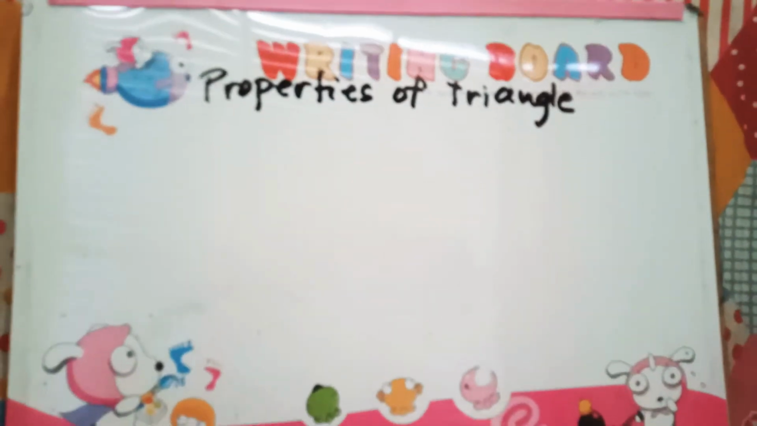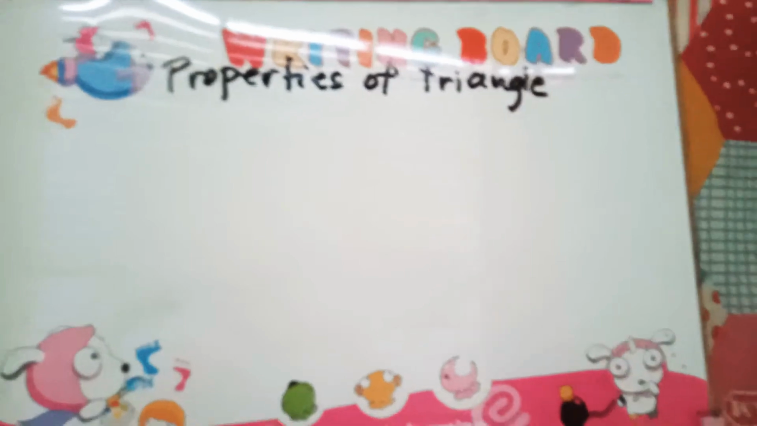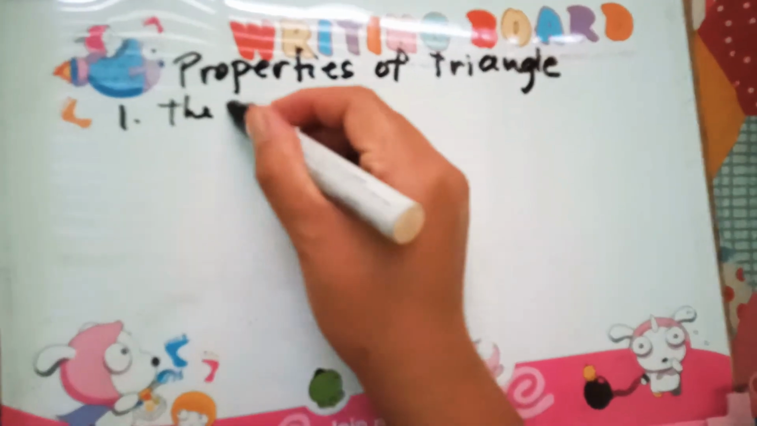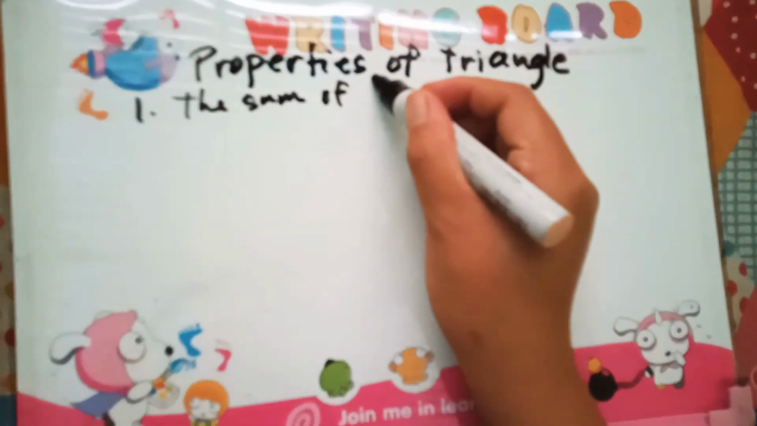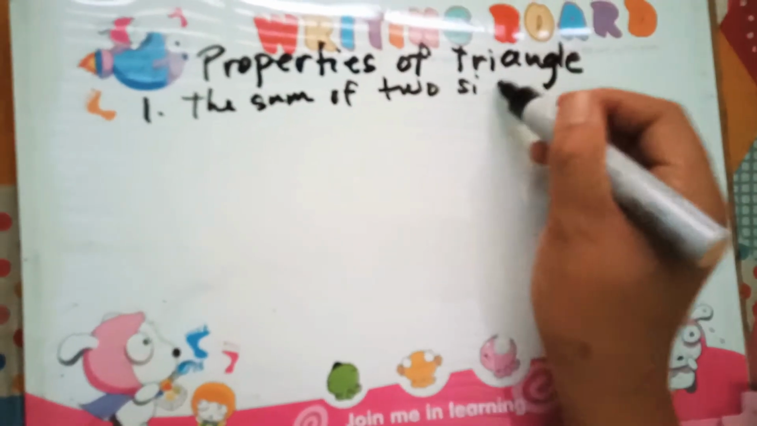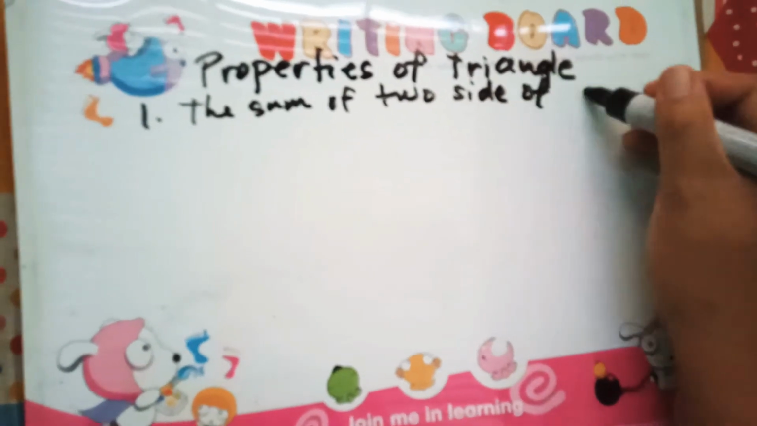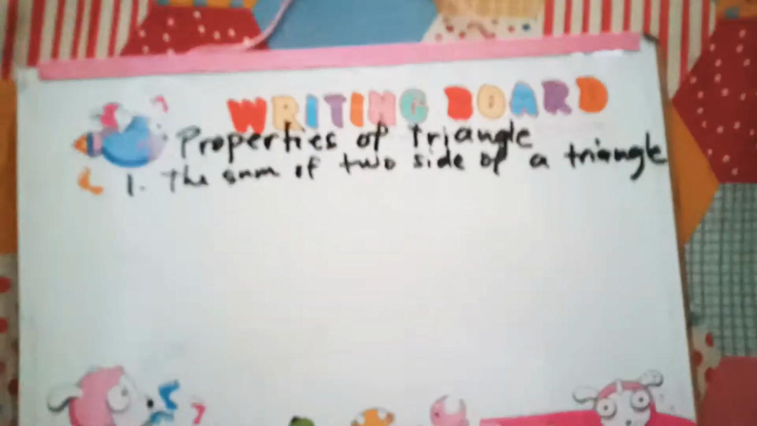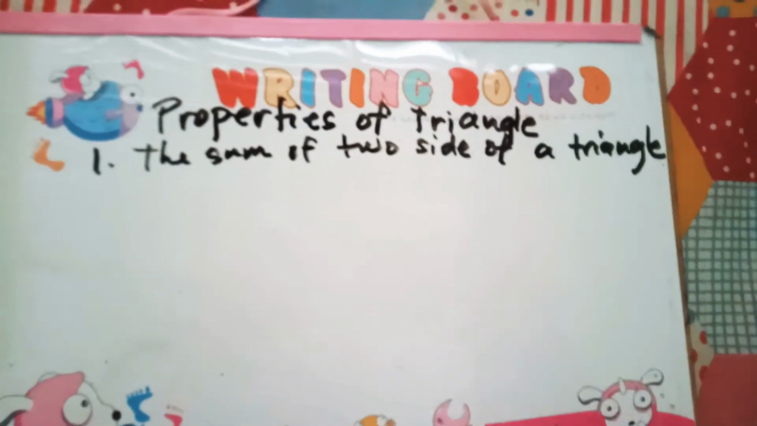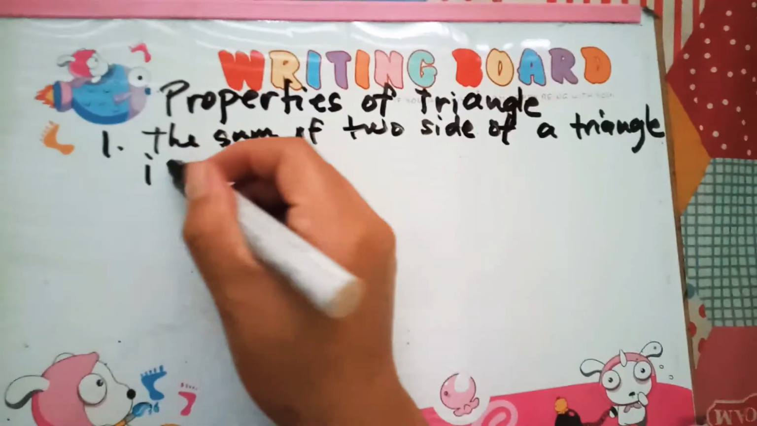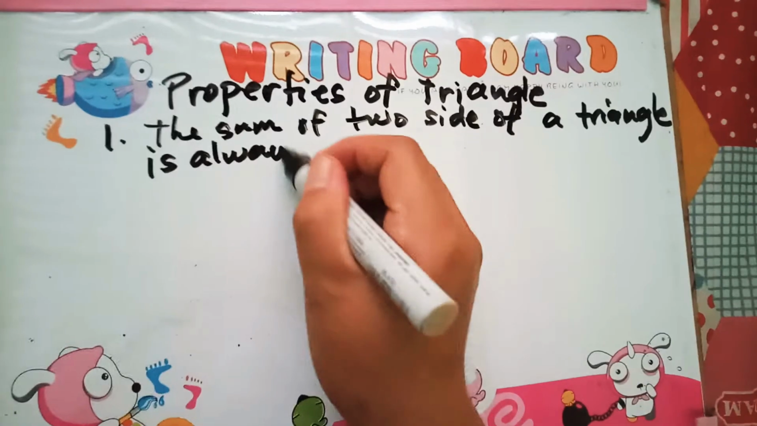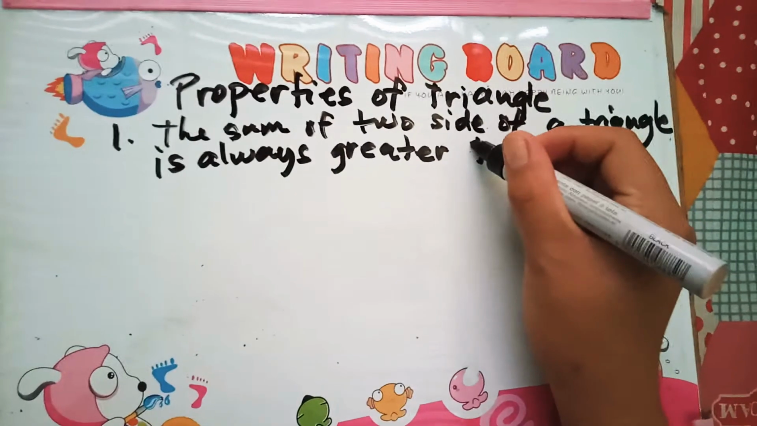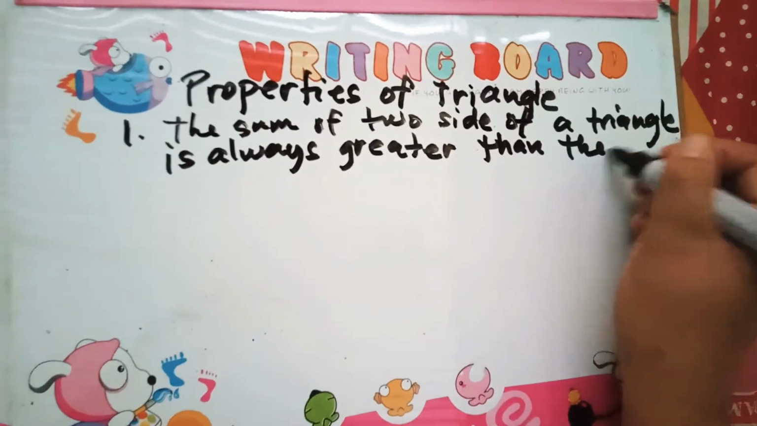So let's have the properties of a triangle. Property number 1: the sum of two sides of a triangle is always greater than the remaining side.